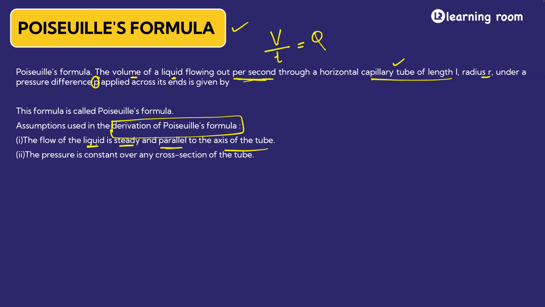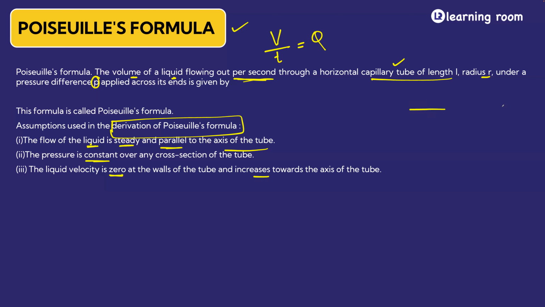Okay. The next is, the pressure is constant over any cross section of the tube. Meaning, if you break it into any cross section, you observe the pressure difference, it is going to be in a proportional value. That is what they have mentioned. Okay. So having said this, the third point is, the liquid velocity is zero at the walls of the tube and increases towards the axis of the tube.